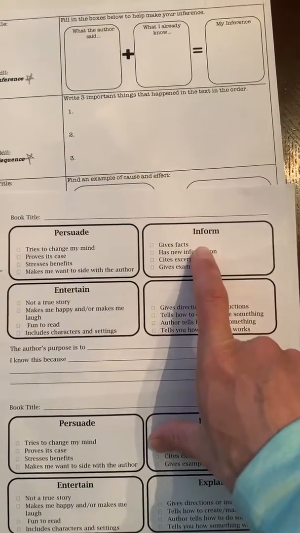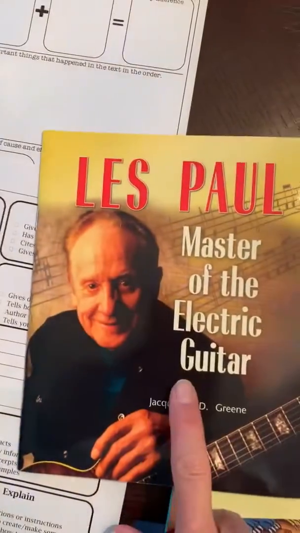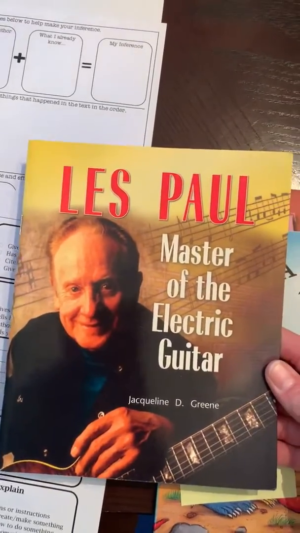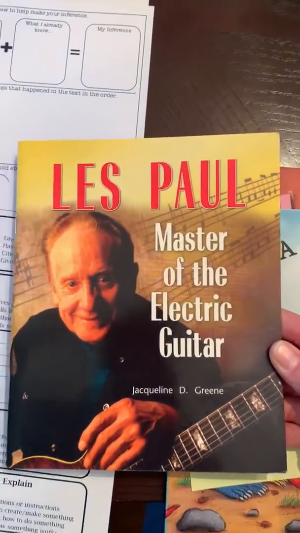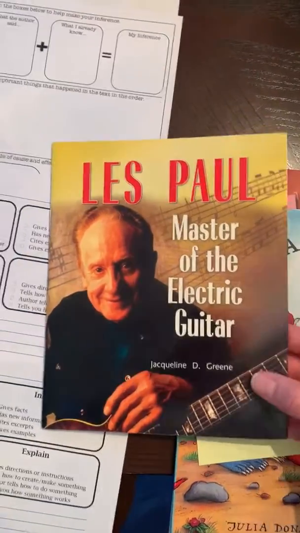Inform is just giving the facts. These are your nonfiction. I have an example here, probably real close. This would be a nonfiction book that's written to be informational. You might get entertainment out of it, so it might have a double purpose, but we would say that the author wrote this to inform you about a person.